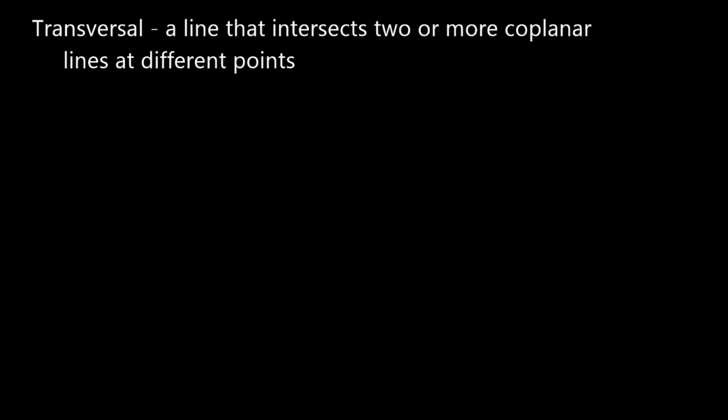So the first thing is a transversal is a line that intersects 2 or more coplanar lines at different points. What I mean by that is if I have two lines, here's one line, here is another line. The transversal is this line here that intersects both of these lines, at different points. One is right here, and the other one right here. So this red line here is what's called a transversal, whenever I intersect 2 different lines at different points.